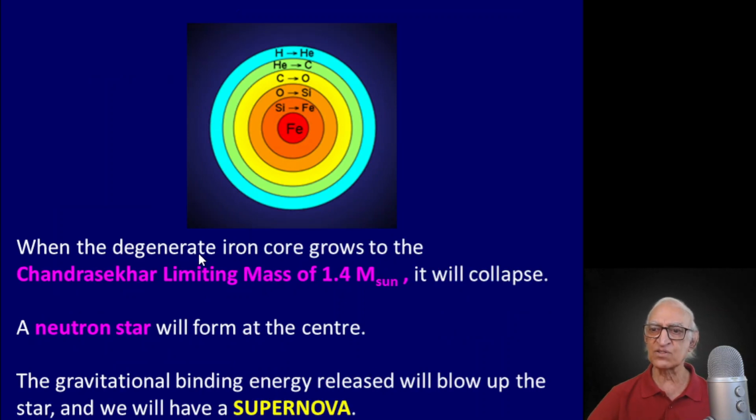When the degenerate core mass grows to the Chandrasekhar limiting mass of 1.4 solar mass, it will collapse in a matter of a couple of milliseconds. A neutron star will form right at the center. The gravitational binding energy, GM squared over R, released will be so enormous that it will blow up the rest of the star and you will have a supernova explosion.